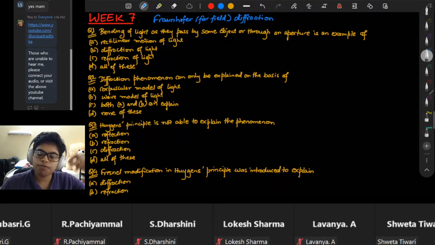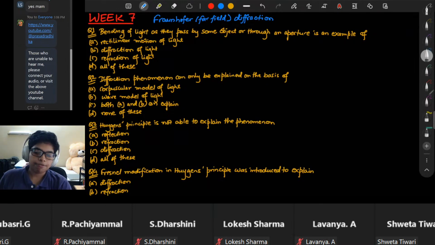And when I say far field, that means that the source and the screen both are kept at infinite distances from the slit. So even the source is at infinity in comparison to the slit, and the screen is also at infinity in comparison to the slit. This means that we assume that plane waves are hitting the slit, and after hitting the slit you go very far away from the slit and then look at the pattern.